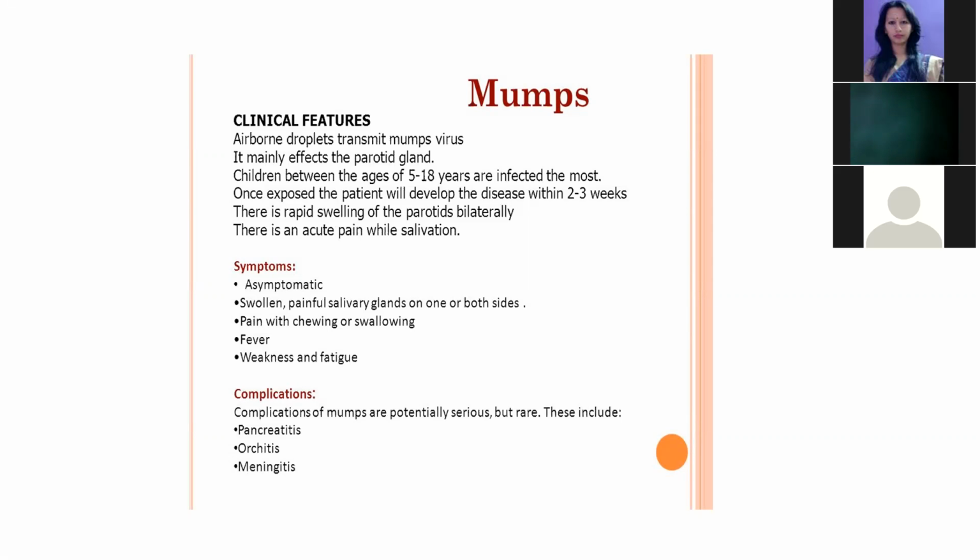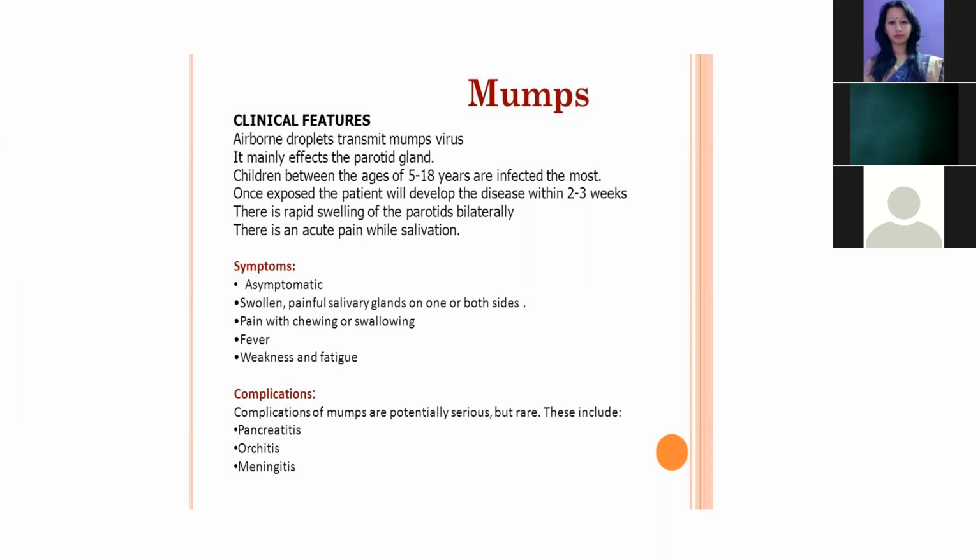Then, as I've told you already, this virus causes hemagglutination, right? So the anti-hemagglutinating antibody correlates well with immunity to infection. Even subclinical infection leads to HI antibody, hemagglutination inhibition antibody, and resistance to infection.